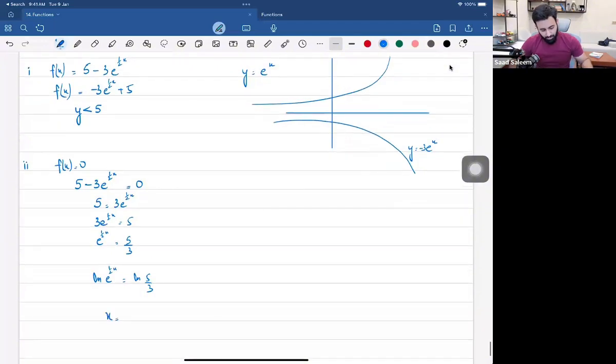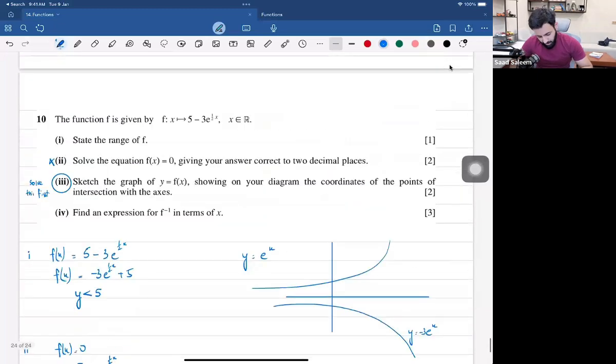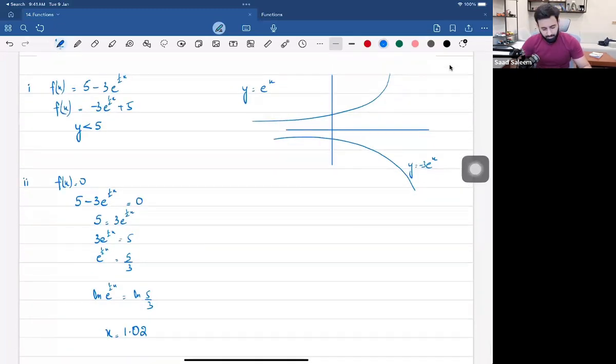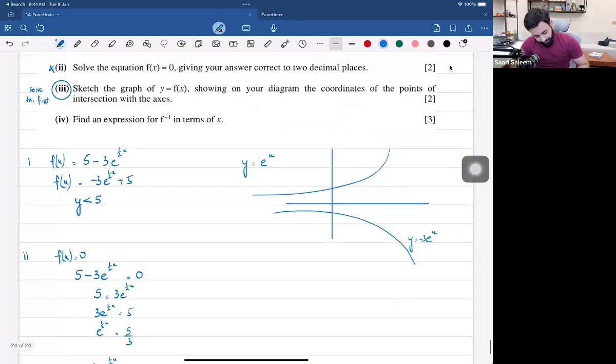Let's find the value of x. So ln of 5 divided by 3, multiplied by 2. So x is equal to 1.02. What did the question say? Correct to 2 decimal places, so 1.02. There you go. Now part 3.